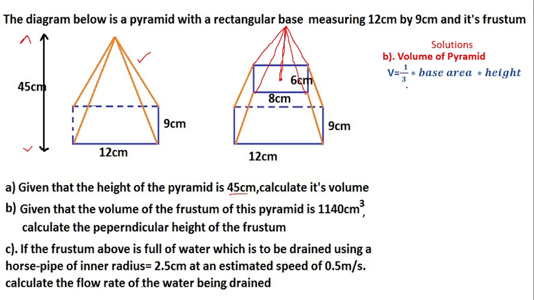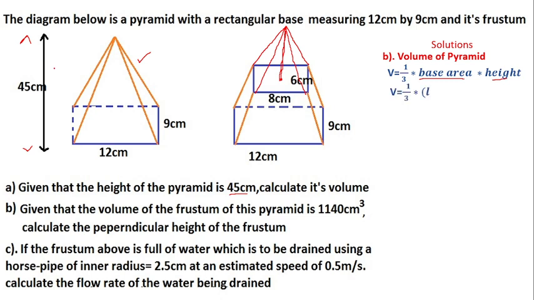So this is the formula of a pyramid. It's given by 1/3 multiplied by the base area. You need to calculate the base area of that pyramid. In this case, we are told it has a rectangular base, so we need to calculate the area of this rectangle, which is the base of the pyramid. That is what we are going to substitute under base area, and multiply by its height. Of course, the height of this pyramid is 45, so we are just going to substitute.